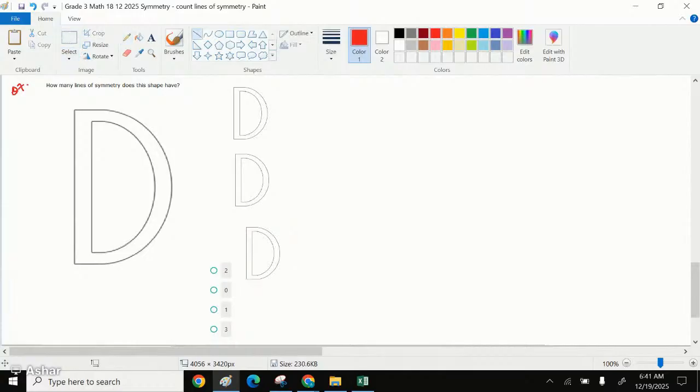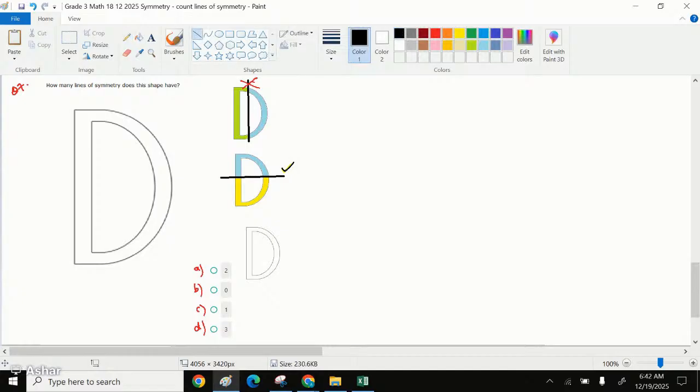If we draw a vertical line passing through the center, the shape on the left side is not the same as the right side. So we can say that the vertical line is not a line of symmetry. The options are A, B, C, and D. If we draw a horizontal line, can we say the shape above the line is the same as below the line? So that means this is a line of symmetry. So that means we have at least one line of symmetry.